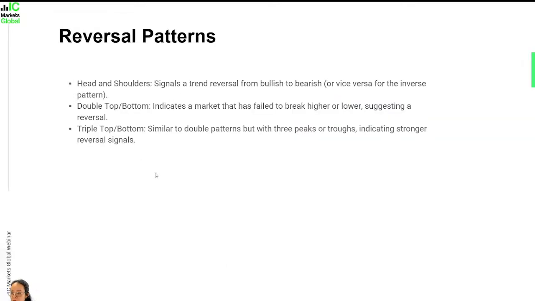Okay, so for the reversal patterns, we already know that we have head and shoulders, double top, double bottom, and triple bottom or triple top. The head and shoulders signals a trend reversal from bullish to bearish, or vice versa for the inverse pattern. Double top and double bottom indicate a market that has failed to break a higher high or lower low, suggesting a reversal as well.